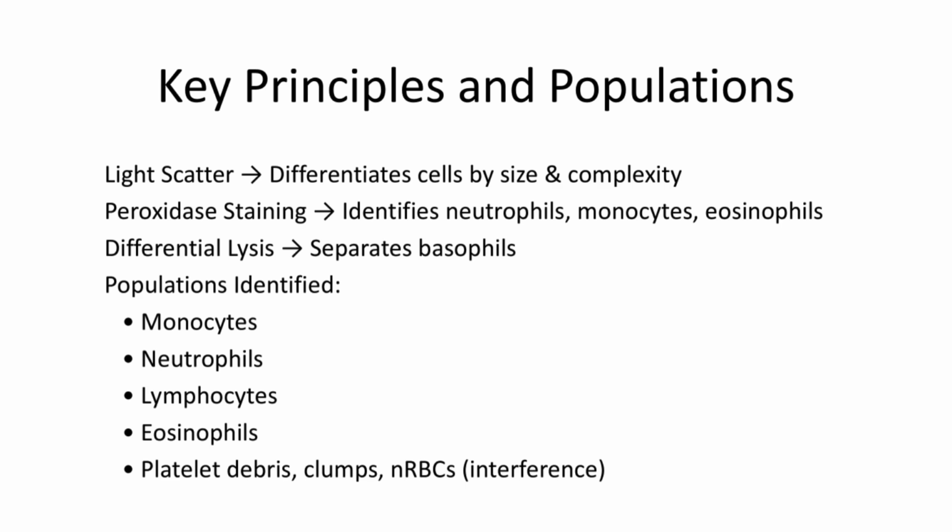On the scattergram, we see distinct clusters for lymphocytes, which are smaller and cluster at the lower end, monocytes, with moderate scatter and staining, neutrophils, which show strong peroxidase activity and appear in a separate region, eosinophils, which are highlighted by both scatter and staining, platelet debris, platelet clumps, and nucleated red blood cells, which can create interference signals in the lower corner of the plot. This system provides precise classification of white blood cells by combining physical, enzymatic, and chemical methods.